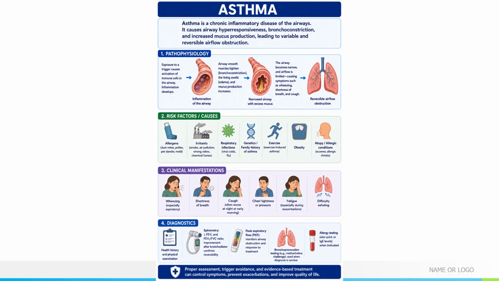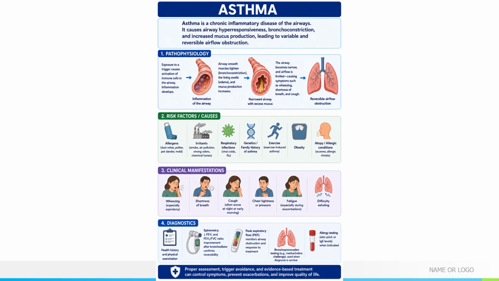It's characterized by airway hyperresponsiveness, meaning the bronchi overreact to triggers that wouldn't normally affect someone without asthma. So the patho here is an exposure to a trigger. So asthma begins when a susceptible person is exposed to a trigger, and these triggers vary from person to person, may include allergens, viral infections, exercise, stress, cold air, smoke, strong odors, or sometimes occupational exposures.